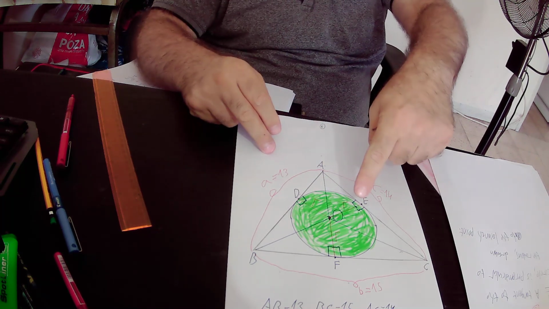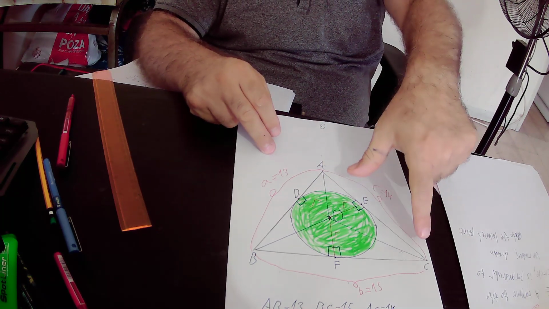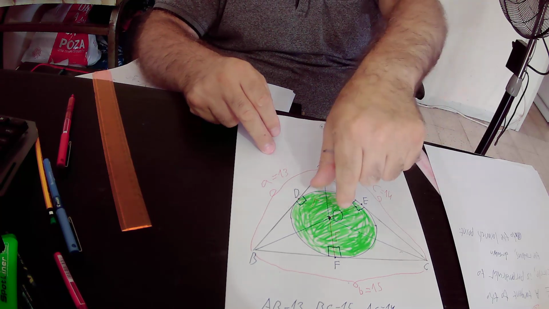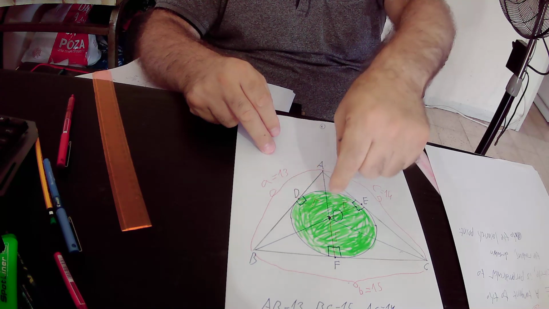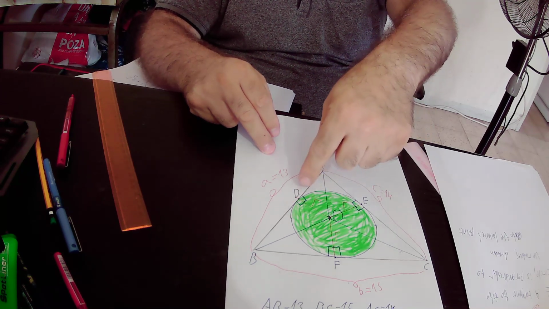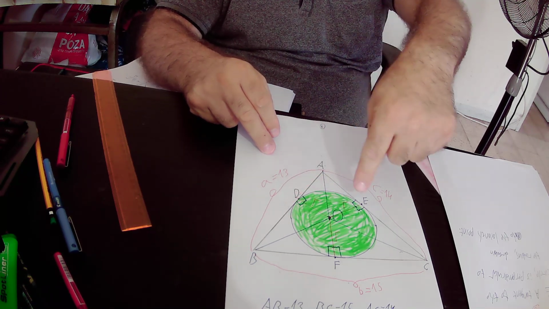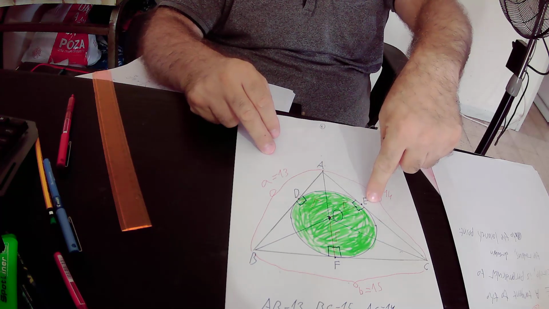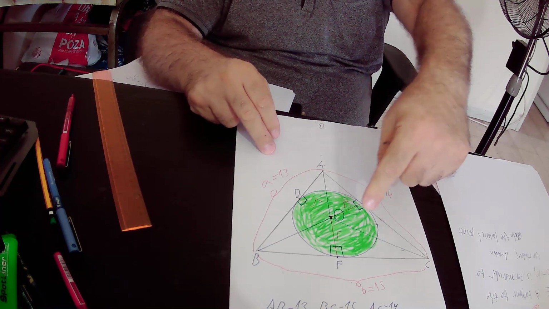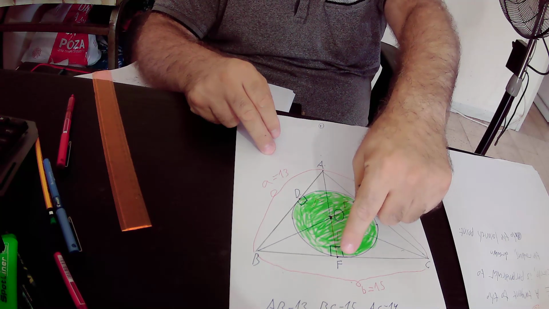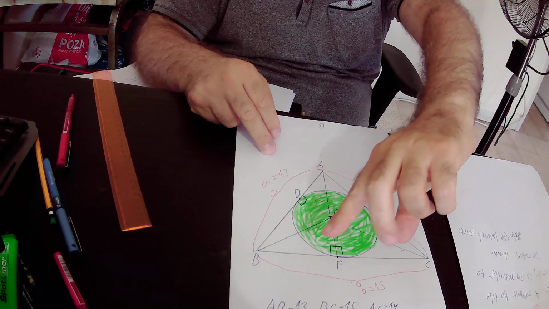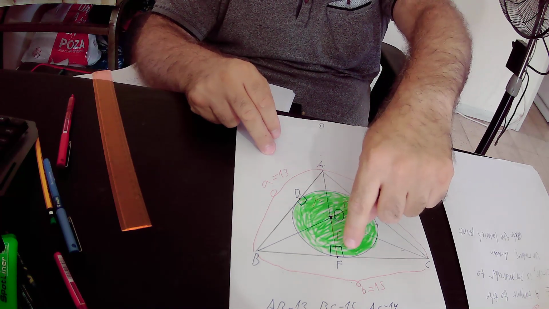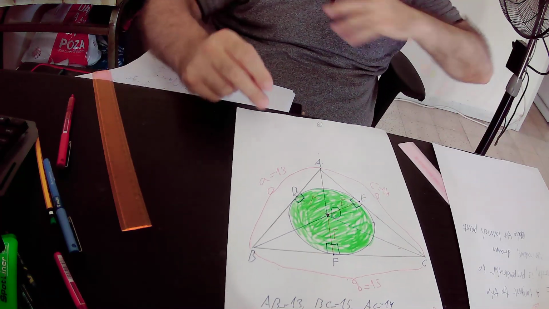So this radius is perpendicular to its tangent AC. This radius is also perpendicular to its tangent AB, because it is drawn to the launch point, point D. This radius is also drawn to the launch point, point E, and this radius is drawn to the launch point, point F. Therefore it is perpendicular to its tangent AC. Therefore this is a right angle and this is also a right angle.